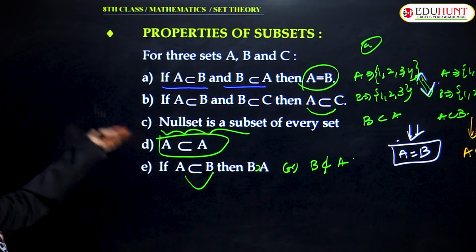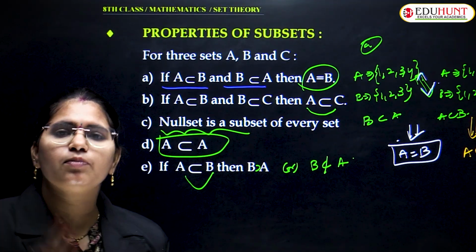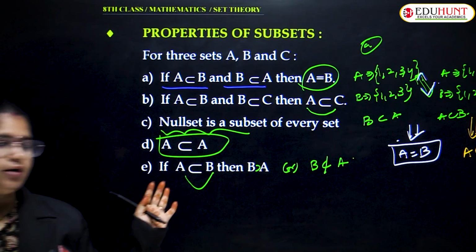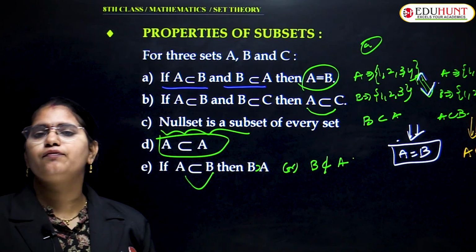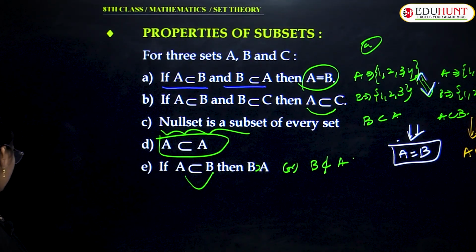So what are the 5 properties we have learned? If A is a subset of B and B is a subset of A, then both sets will be equal. That will be my first property. Next one is that the null set and the set itself are also subsets of each one.